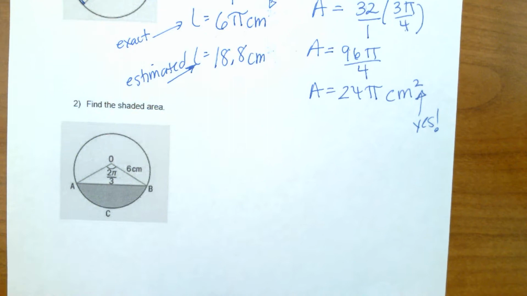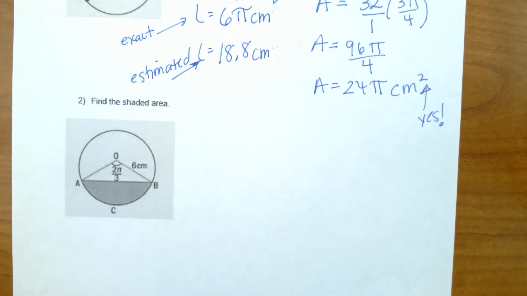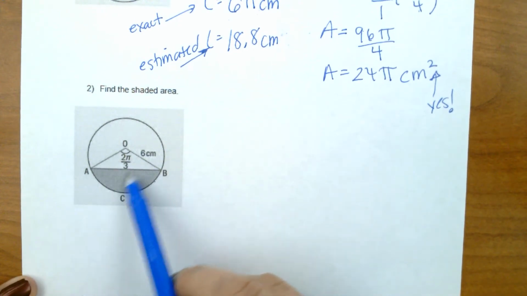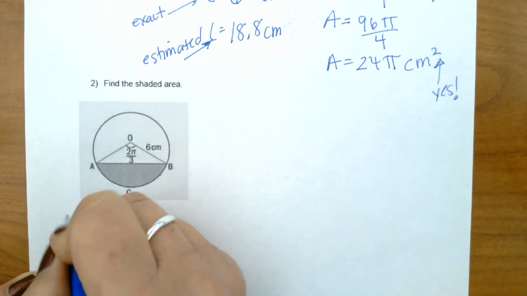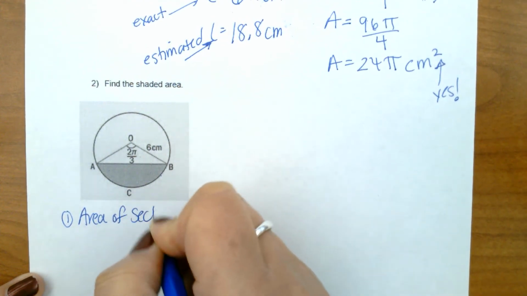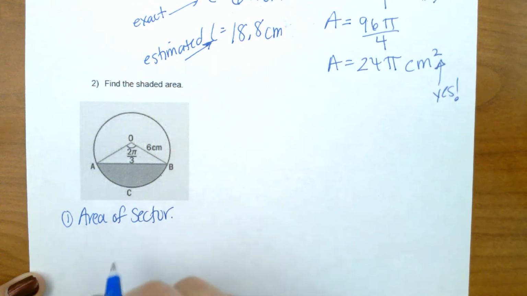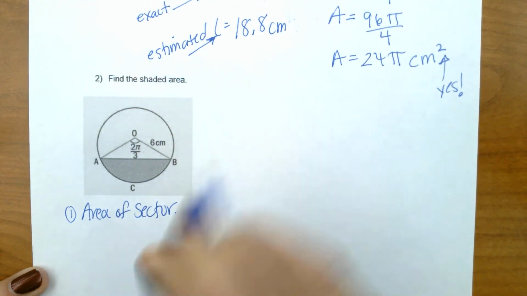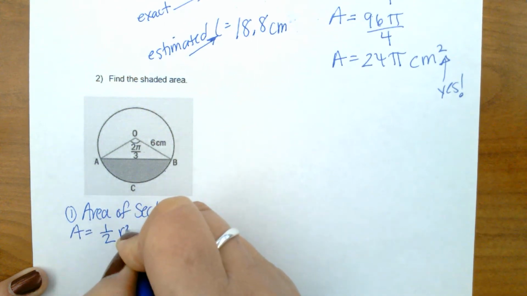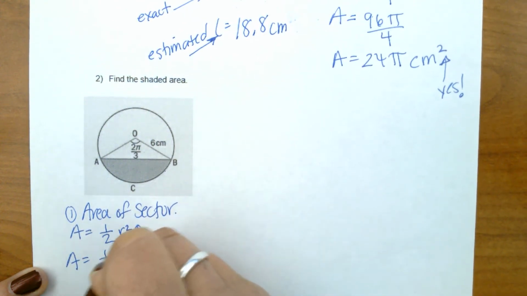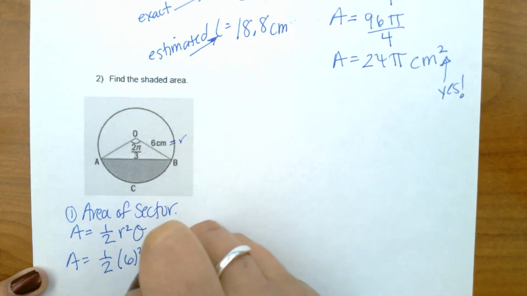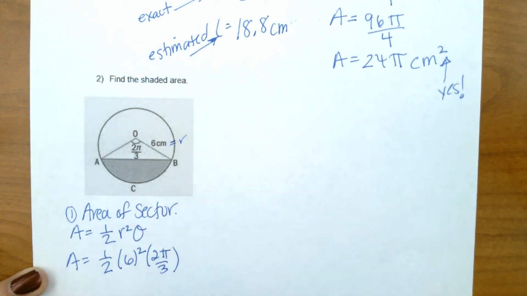Yay! So we have a couple different steps to do here. The first thing that we have to do is find the entire area inside. That's number 1. So we have to find the area of the sector. And I'm going to just do 1, 2, 3. So for the area of a sector, we're going to go back and use our area equals 1/2 r squared times theta. Area equals 1/2 times 6 squared times 2 pi over 3.